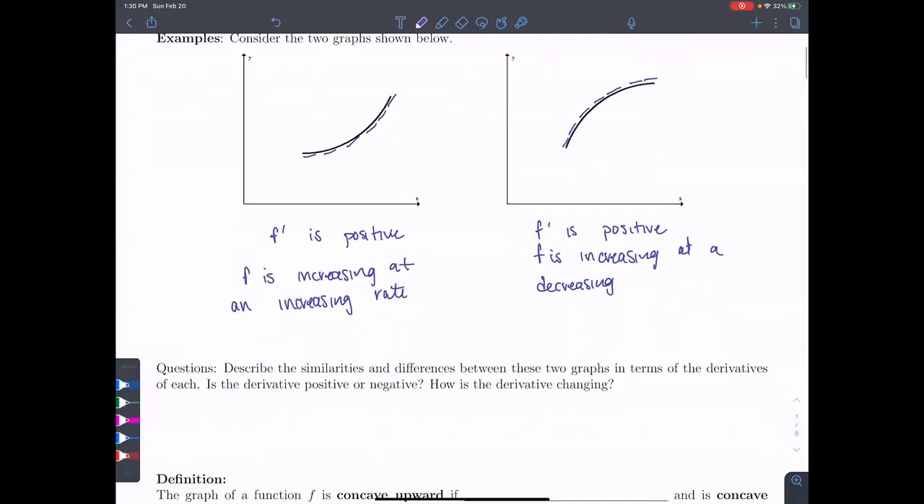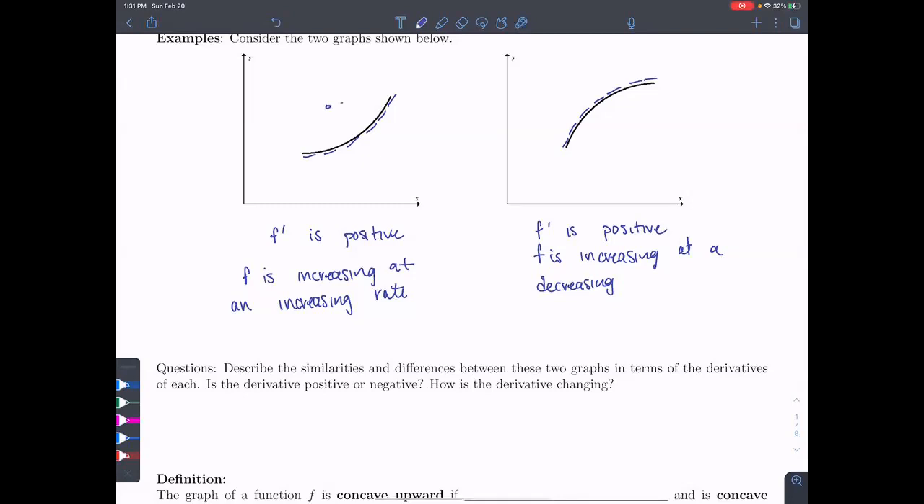So the similarities and differences: f prime is positive for both. But the difference is what we just talked about, that f is increasing at an increasing rate for the one on the left, and it's increasing at a decreasing rate on the right. So it's the slope of the slopes and how the slope of the slopes is changing, and this is going to bring in the second derivative.